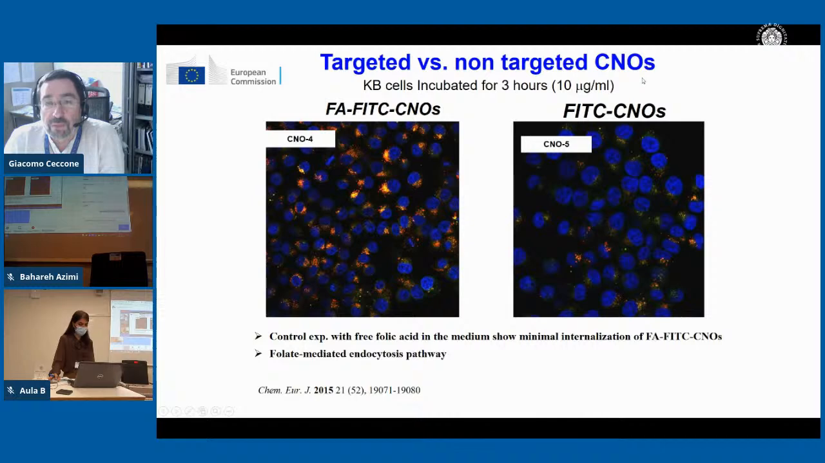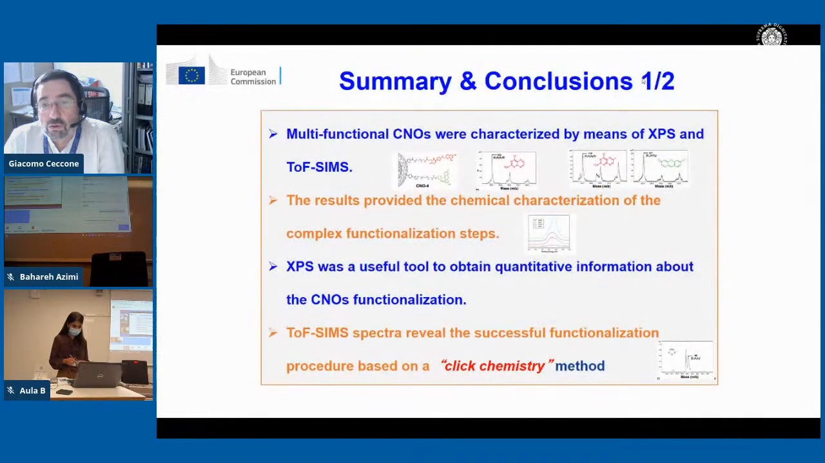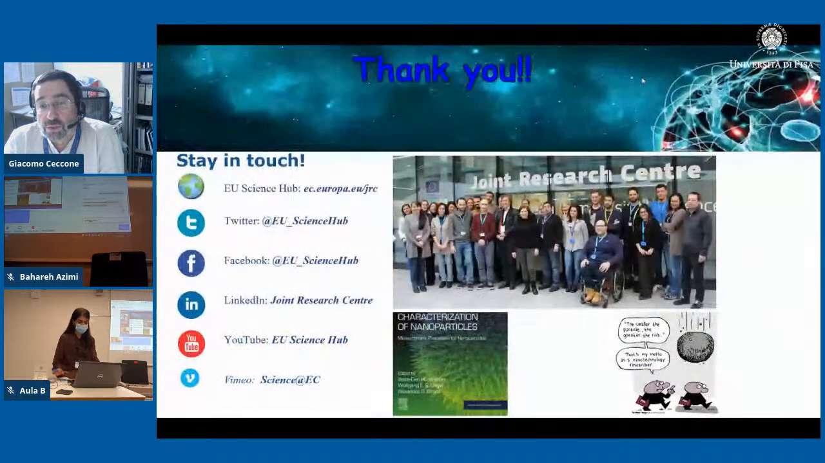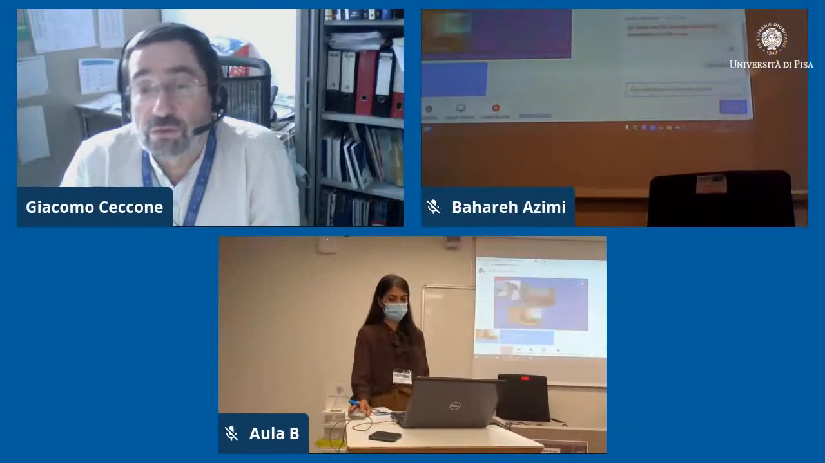Okay, I'm finished. So basically, the conclusion is essentially that the two cell lines tested were good for cytotoxicity, and the CLEM analysis demonstrated that this kind of quite complex functionalized nanoparticle was able to be internalized by cells. And with that, I thank you for your attention, and I will be pleased to answer questions. Thank you.